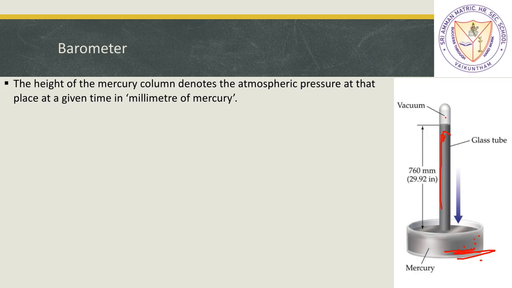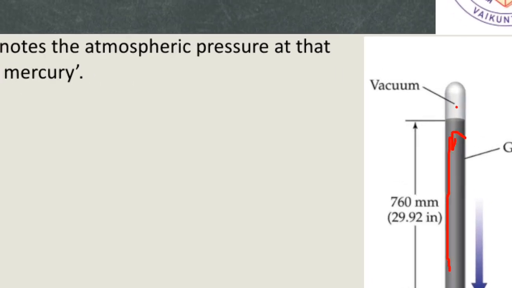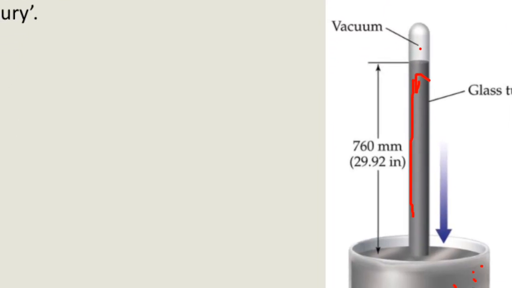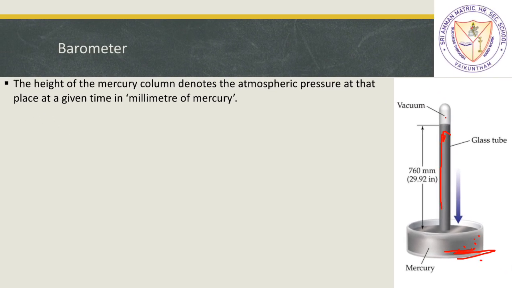The height of the mercury column denotes the atmospheric pressure at that place, at that time, in terms of what units do we say, in millimeter of mercury. The atmospheric pressure is so much millimeter of mercury. Okay, so this was the initial barometer concept.